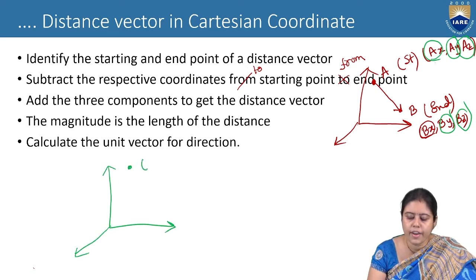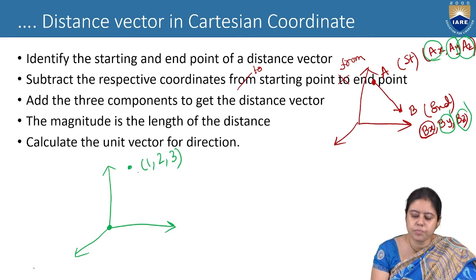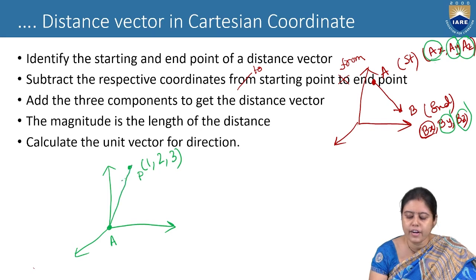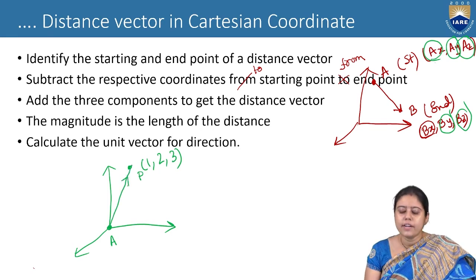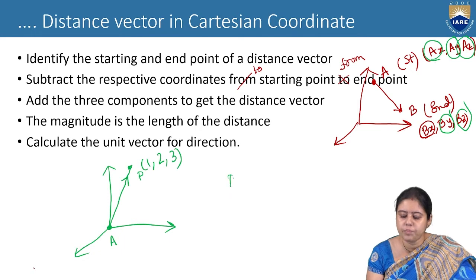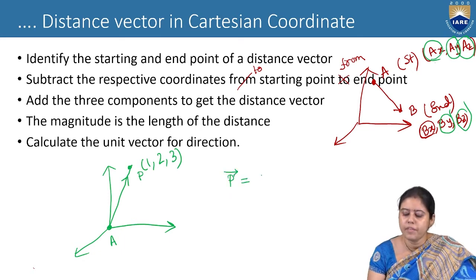Say we have a point as (1, 2, 3) and another point is the origin. This point is P, this point is A. Some car is moving from A to P. So what is the end point? The end point is P. What is the position vector of P? The P vector is 1 Ax hat plus 2 Ay hat plus 3 Az hat.